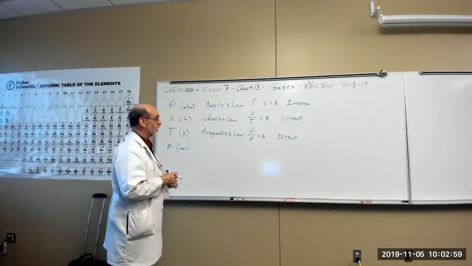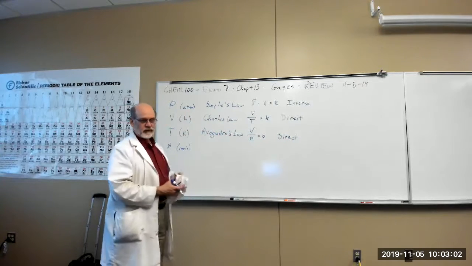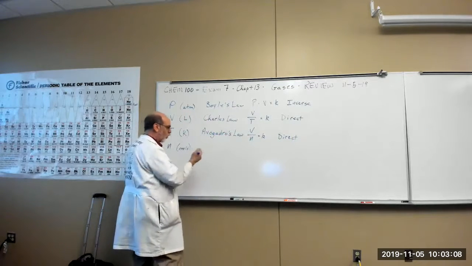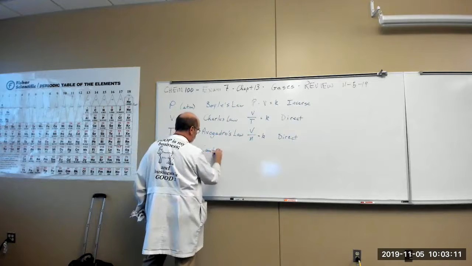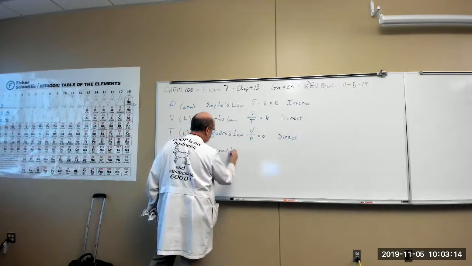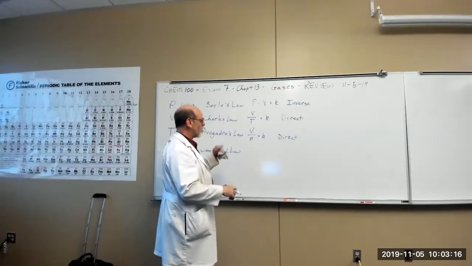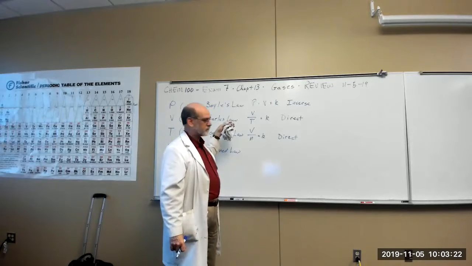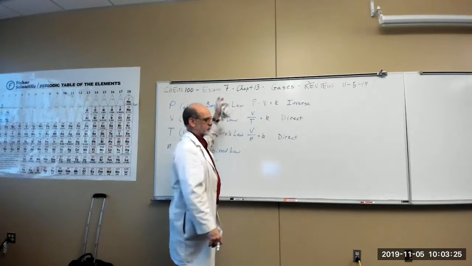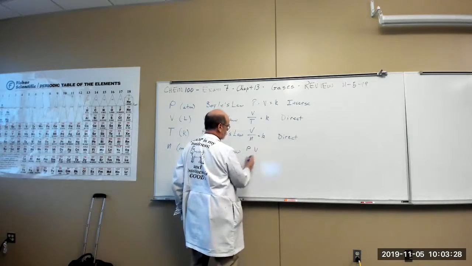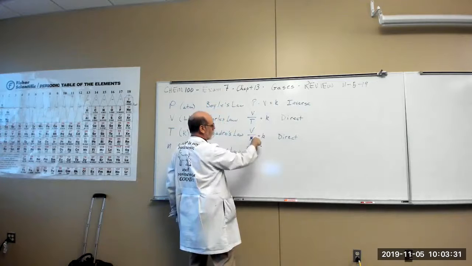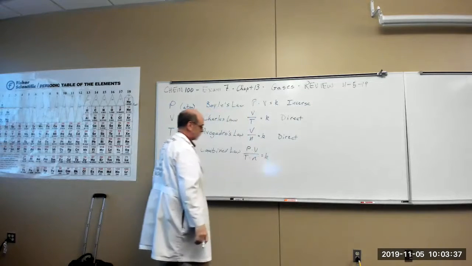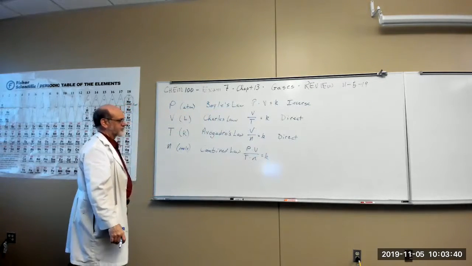Then there are situations where multiple variables are allowed to change. For that, we just need to combine these three laws into one combined gas law. All you need to do is note where these variables are located in their respective laws. Pressure and volume are both in the numerator. Temperature and moles are in the denominator. Okay, so there's your combined law.